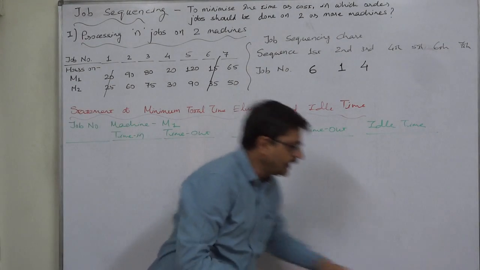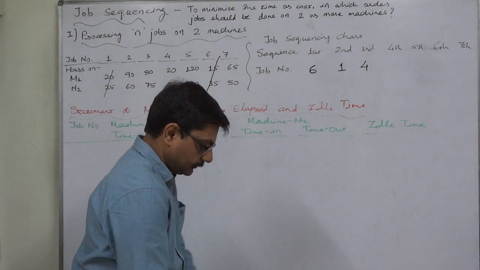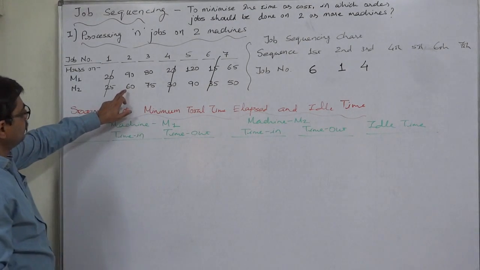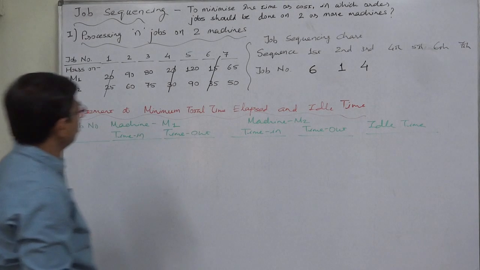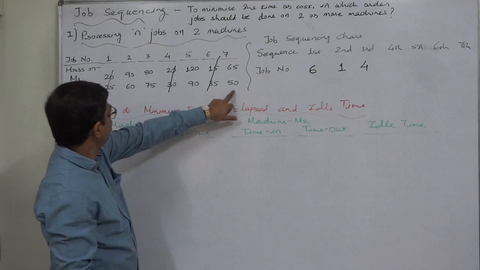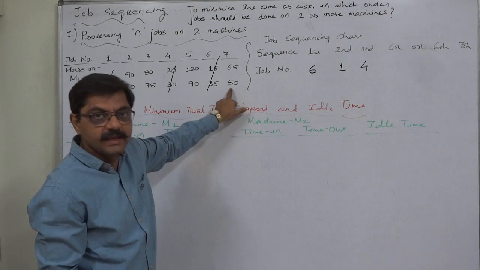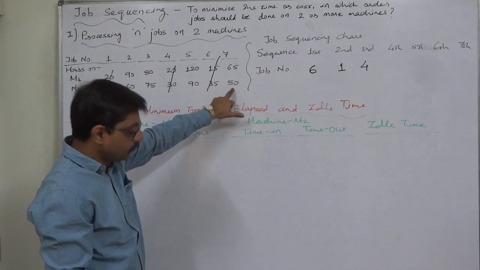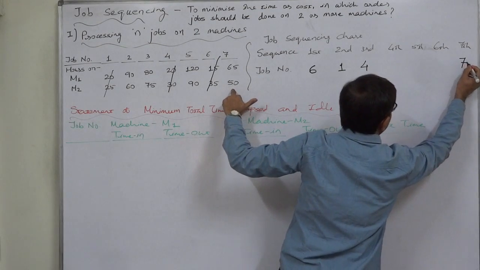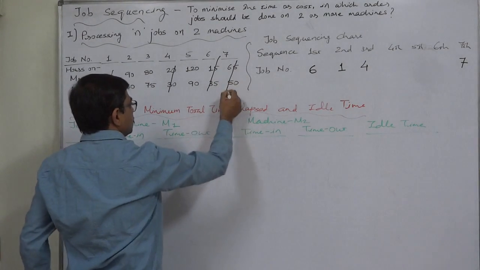Now again the same process for the remaining 4: job number 2, 3, 5 and 7. Which one has the minimum time? We see 60 and 50. So 50 is the lowest. Job number 7, machine 2. Since the lowest time is on machine 2, we have to place that job on the right hand side, or we prefer to perform this job at a later stage.